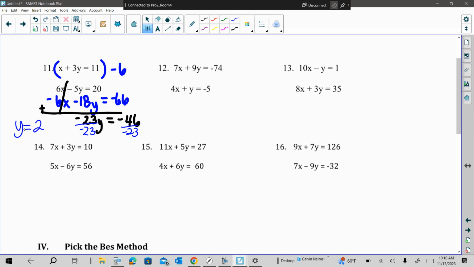Are we done? No, what do we need to do now? Yeah, plug it back in. Does it matter which one I plug it back into? No. Top one or first one or second one? Yeah, I would do the top one. That one's easier. So this would be x plus 3 times 2 equals 11, which is really saying x plus 6 equals 11. What number plus 6 gives me 11? 5. So our answer is (5, 2).